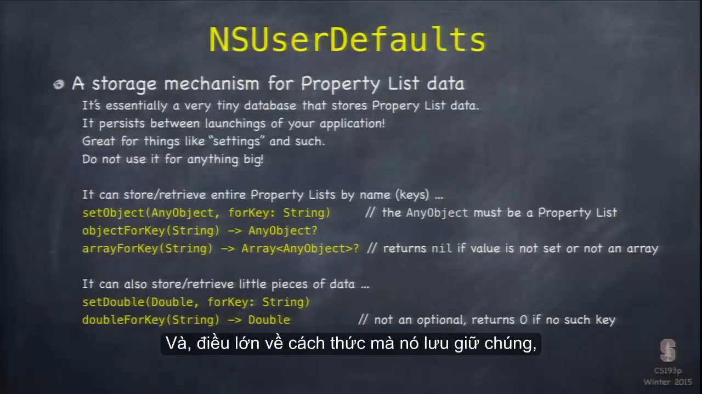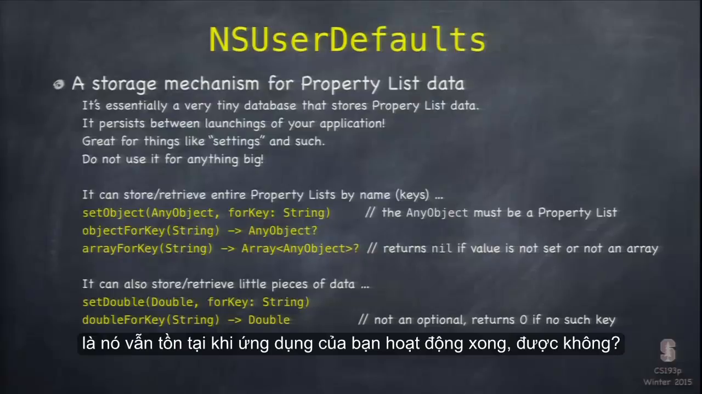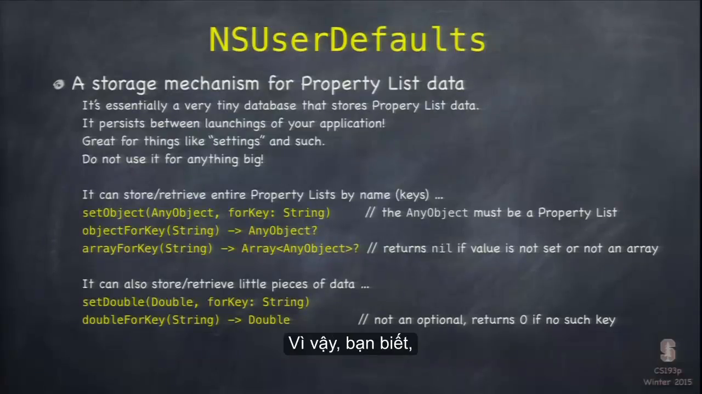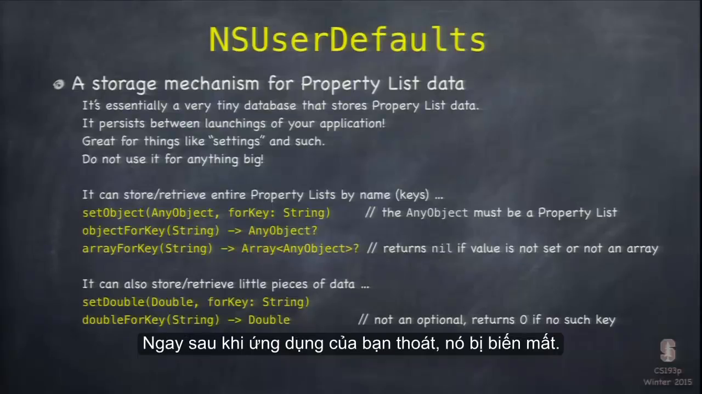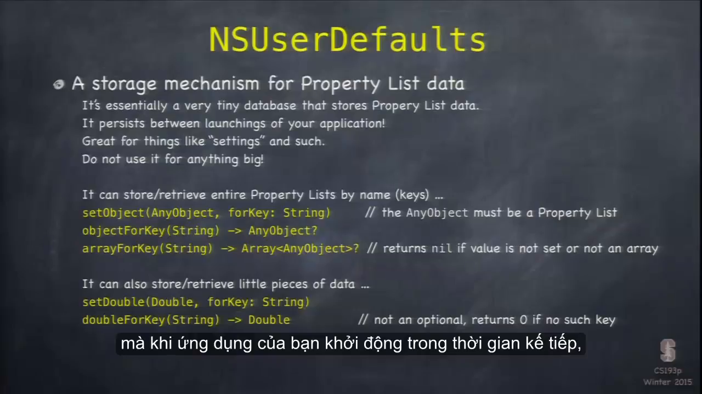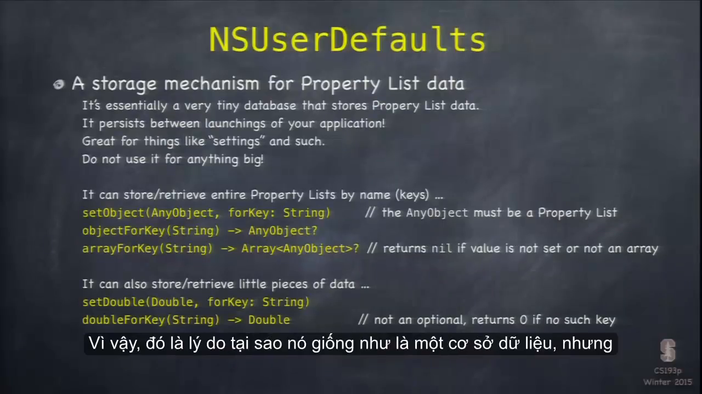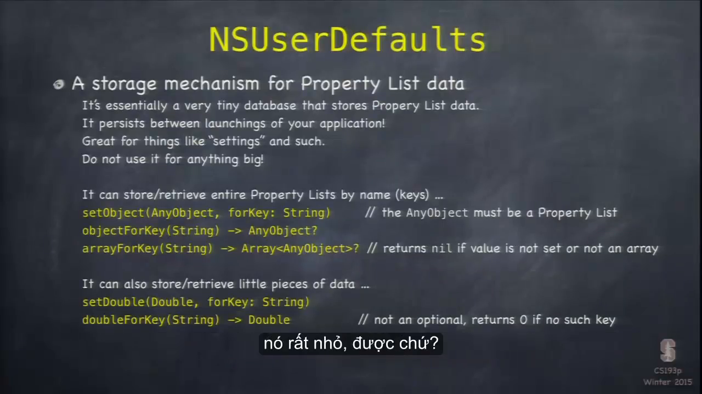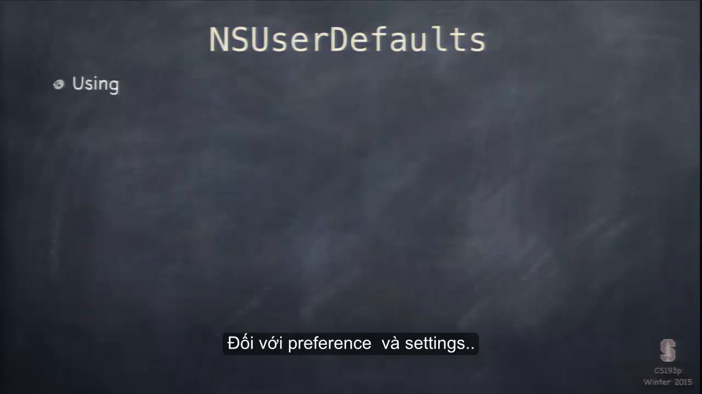And the big thing about the way it stores them is that it persists when your app is gone. Okay? So normally a dictionary is stored in the heap. As soon as your app quits, it's gone. But this stays around so that when your app launches the next time, all the data is still there. So that's why it's kind of like a database, but it's very small, for preferences and settings.